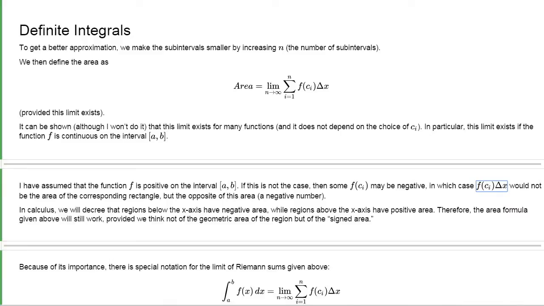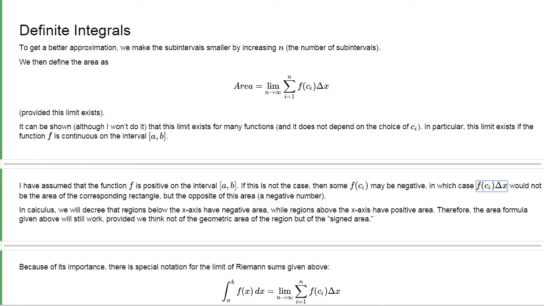But if the function is negative there, then you don't get the area of the rectangle, you actually get its opposite, you get a negative number. So we could just ignore all the minus signs, that's one way to do it. And maybe if you're doing geometry, that's what you do. But in calculus, it's going to be very convenient to simply decree that things below the x-axis have negative area, and things above the x-axis have positive area.